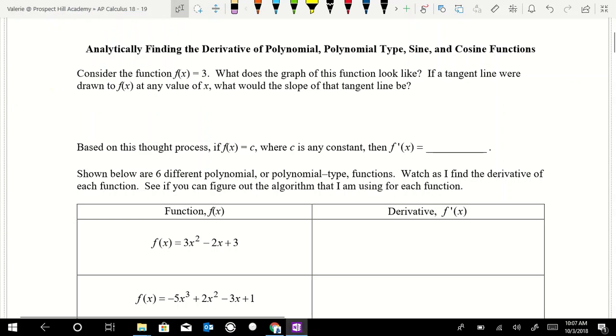Video number 3 of Unit 2, Analytically Finding the Derivative of Polynomial, Polynomial Type, Sine, and Cosine Functions.